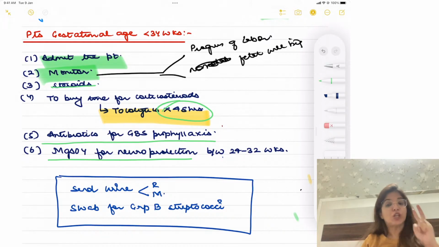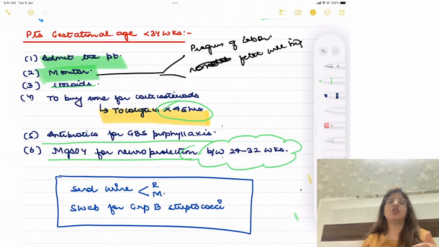Right? So two new things which you are going to do if a patient of preterm labor comes to you at less than 34 weeks. Everything is going to be same. Two things which are going to be different are you are going to give them tocolytics for 48 hours and you are going to give them magnesium sulfate. Please remember, magnesium sulfate should be given to all those females who are having preterm labor between 24 to 32 weeks. This magnesium sulfate is being given for neuroprotection.